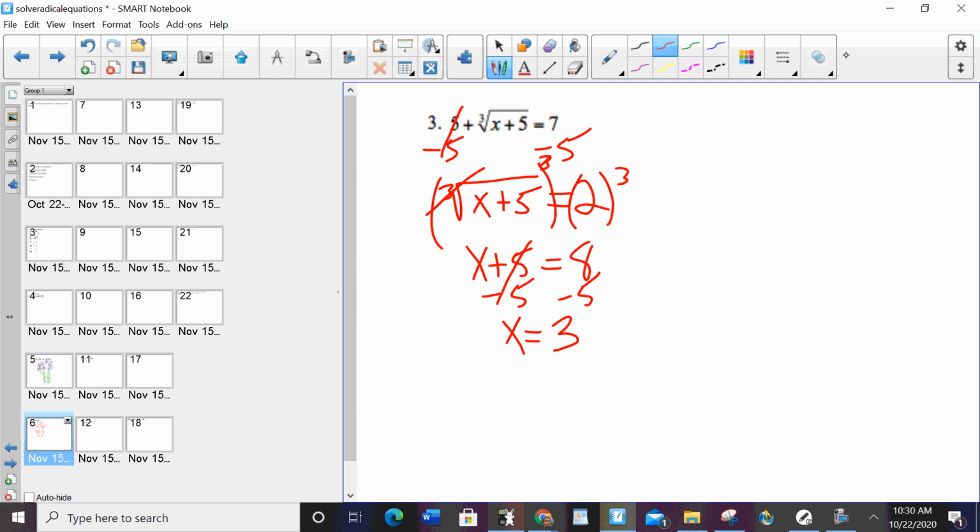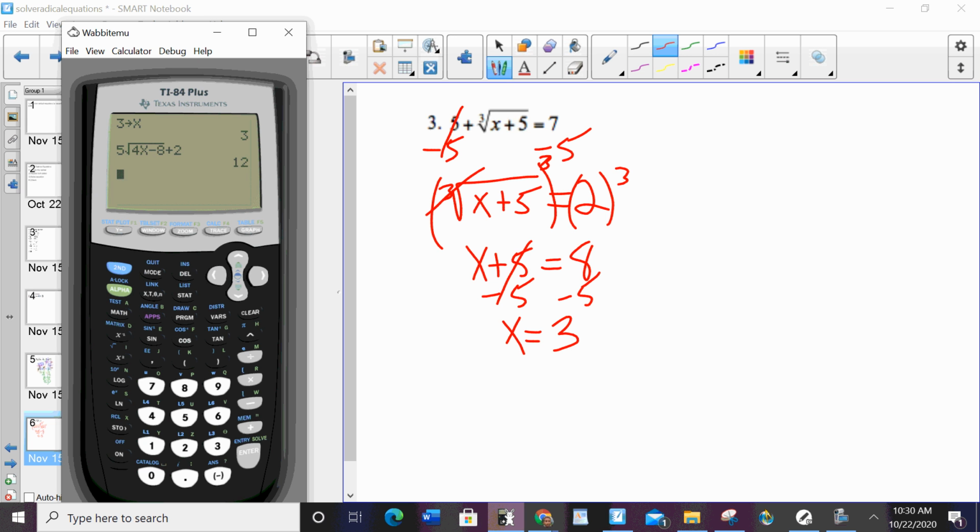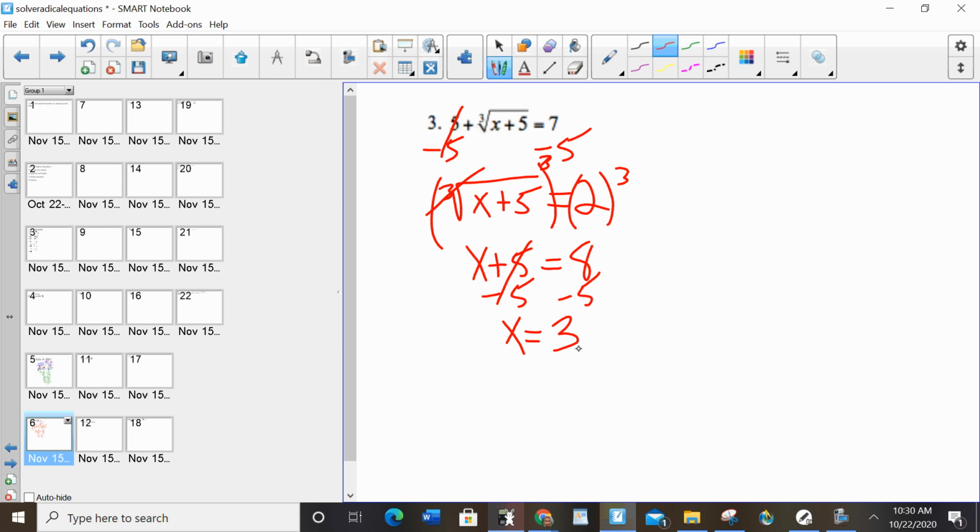I want to check. So I'm going to store 3 again. So I already stored 3, so I'm going to type in the left-hand side, cubed root. To type in cubed root, it's math 4. And that equals 7, so it checks, so we're good.